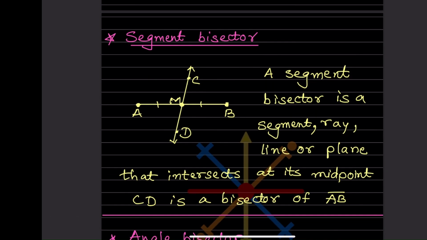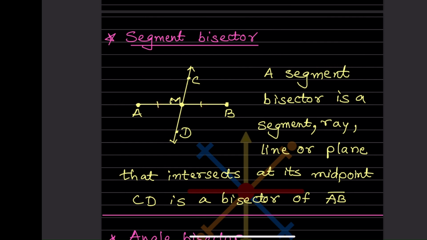Now the segment bisector. So this is the segment. You know a segment means it has fixed endpoints. We have seen it in the previous part, you can have a look at it. And then we are going to bisect this segment. AB is the segment, and we are going to bisect it. So see here, this is the bisector. Whatever the sides here, this will be unequal.